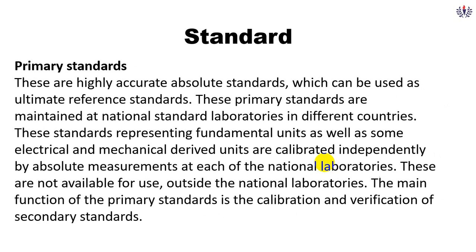Next one is the primary standard. These are highly accurate absolute standards which can be used as the ultimate reference standard. These primary standards are maintained at the national level. Previously we saw the international level, but this is about the national standard laboratories in different countries. So it may vary from continent to continent and country to country. These standards representing the fundamental units as well as some electrical and mechanical derived units are calibrated independently by means of the absolute measurement of the national laboratories.